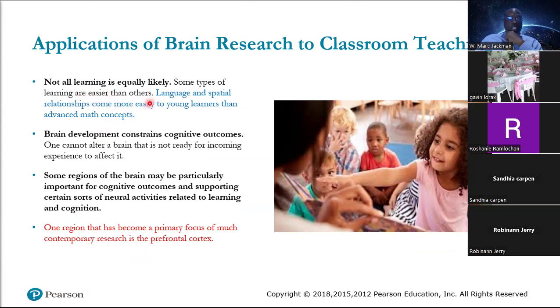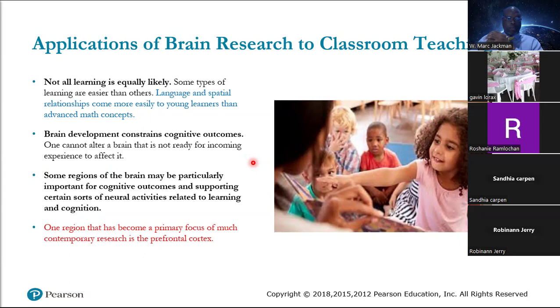Not all learning is equally likely. Some types of learning are easier than others. So language and spatial relationships come more easily to young learners than advanced mathematical concepts. And that's because of the areas of the brain. You find that the areas of the brain responsible for language and spatial reasoning develop and mature faster than the areas of the brain responsible for advanced mathematical concepts, like the prefrontal cortex, which is responsible for more complex reasoning and logical thought and rationality, right?